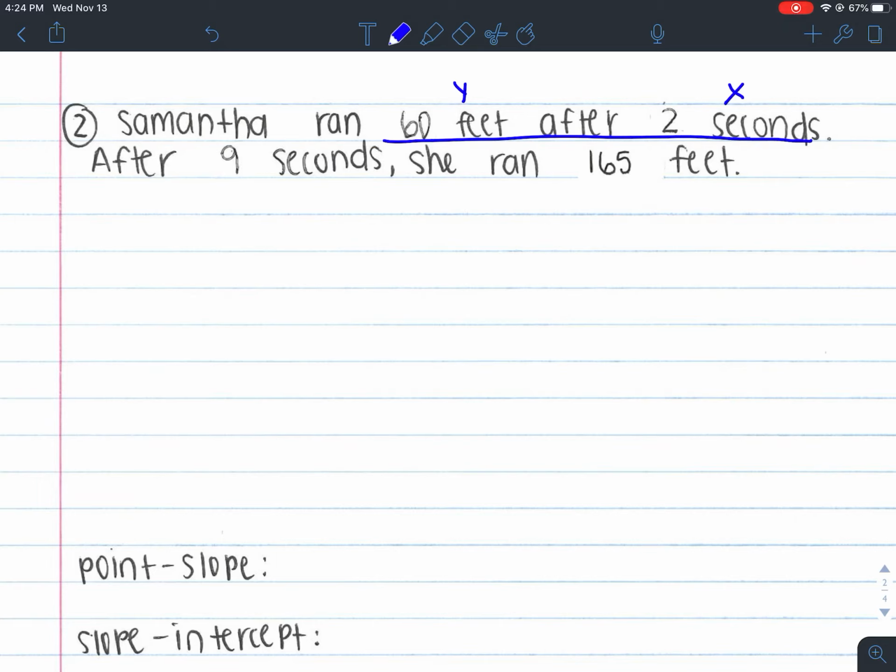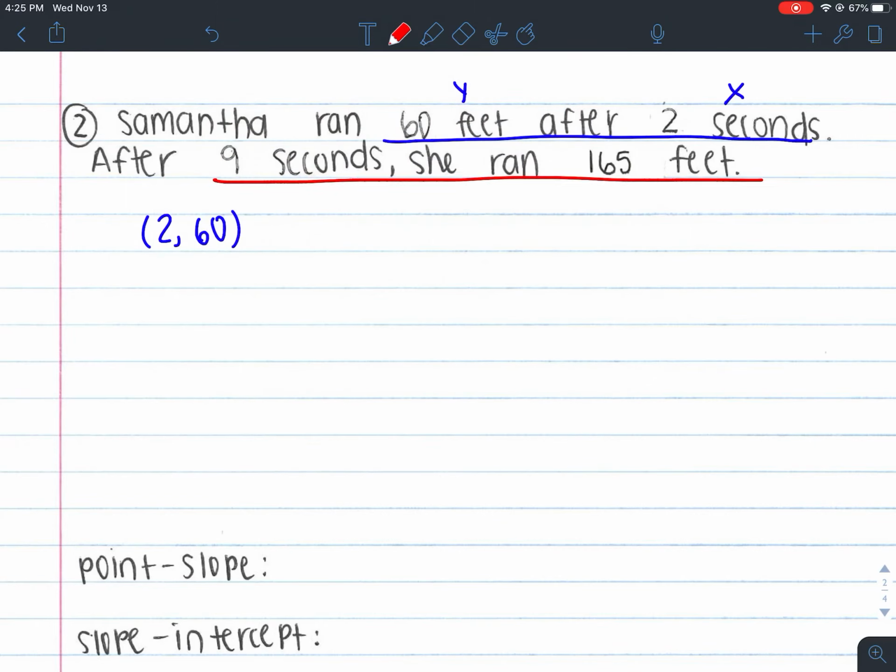The reason why seconds is x is because it's time, and time is always going to be your x value because it's always independent. Time doesn't depend on anything. So anytime you have seconds, hours, months, minutes, anything like that, that's always going to be independent, x. So our point would be 2, 60.